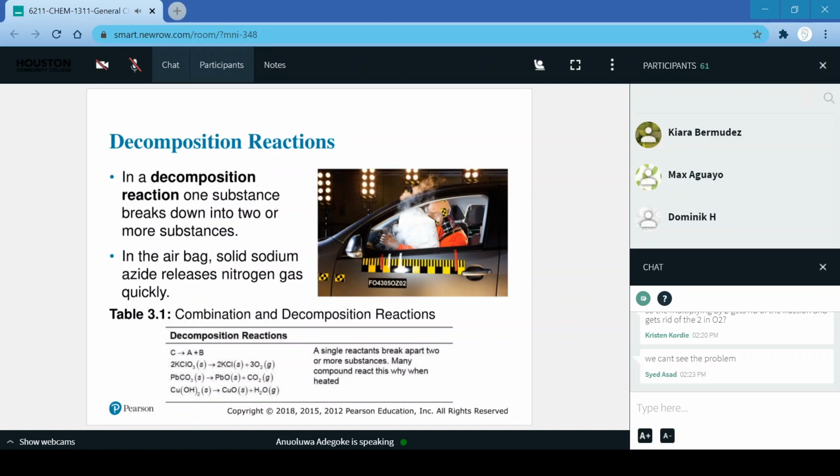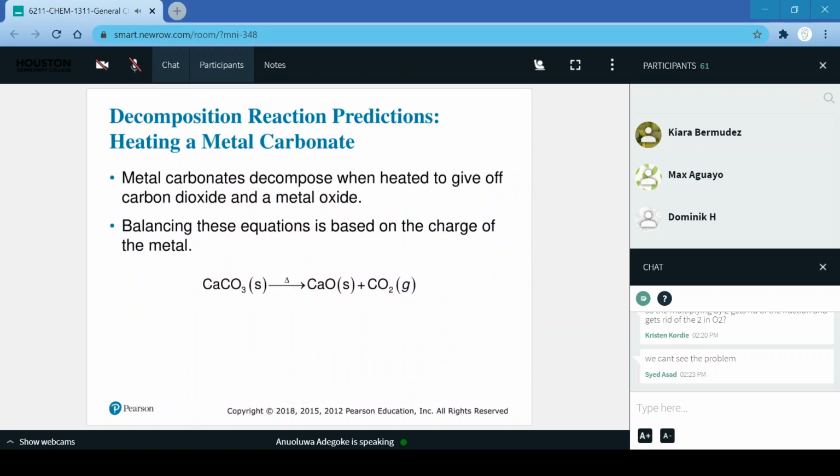So just keep in mind that decomposition reaction involves 1 reactant breaking down into 2 products. And so this is an example of decomposition reaction. And like I said, whenever you see a triangle like this, it means heat is applied to the reaction. Another example of decomposition reaction is the heating of a metal carbonate, like calcium carbonate. When you heat it, you form calcium oxide and carbon dioxide.